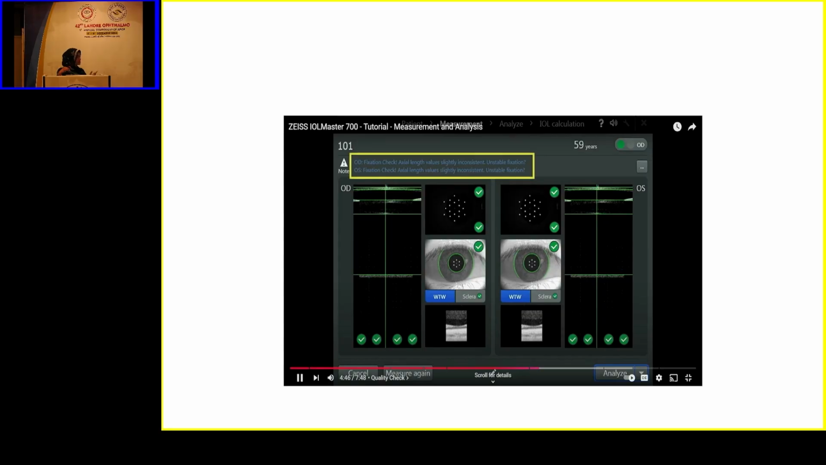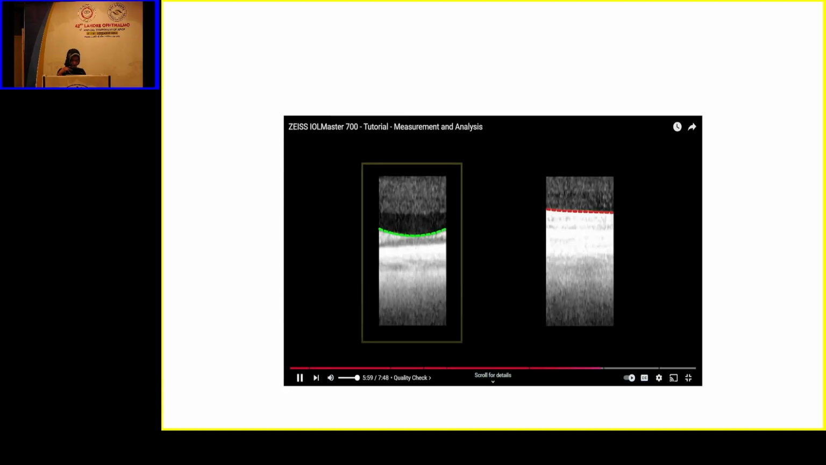The second image is the white to white. As you all know, most sophisticated formulas these days use the white to white difference between the two. And finally, the third image is the retinal fixation. Here you can see the dip at the fovea indicating correct fixation to calculate the axial length.